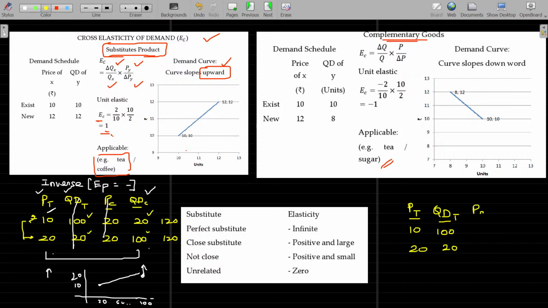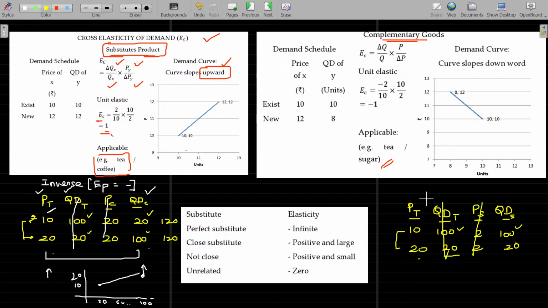Now the price of sugar is probably 2 rupees per spoon, and the quantity demanded of sugar is 100 spoons. For 1 cup of tea, we assume that 1 spoon of sugar is required. So 100 spoons of sugar. As the price of tea increases, we consume fewer cups of tea, and naturally there is no change in the price of sugar, but the quantity demanded of sugar will decrease proportionally, matching tea's demand.